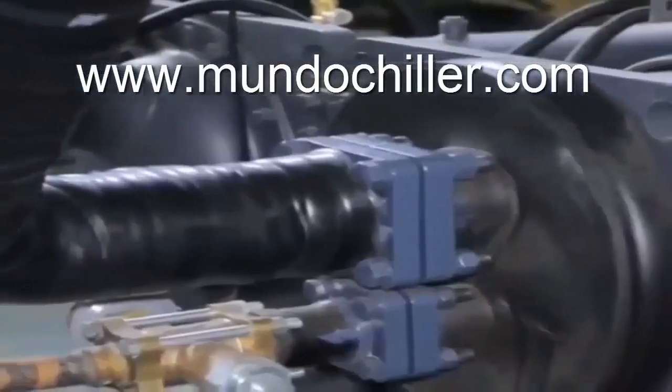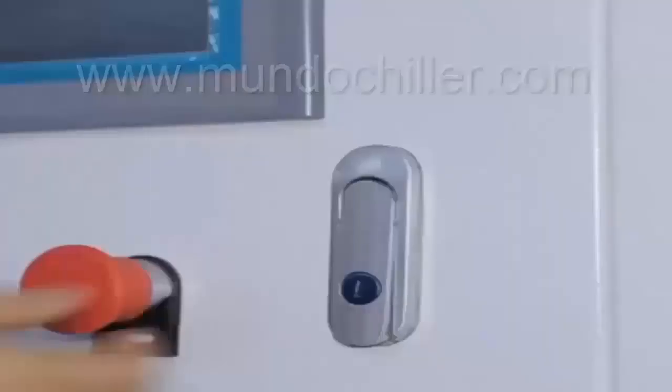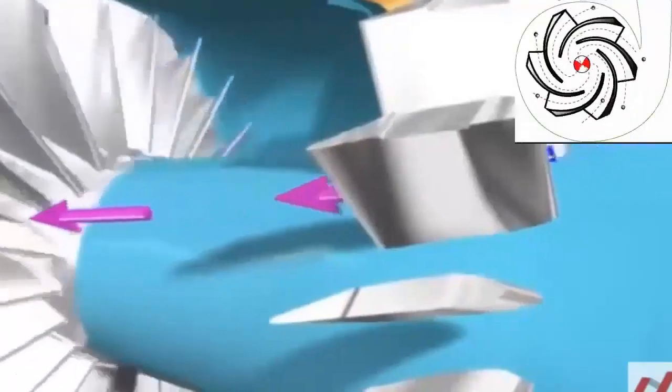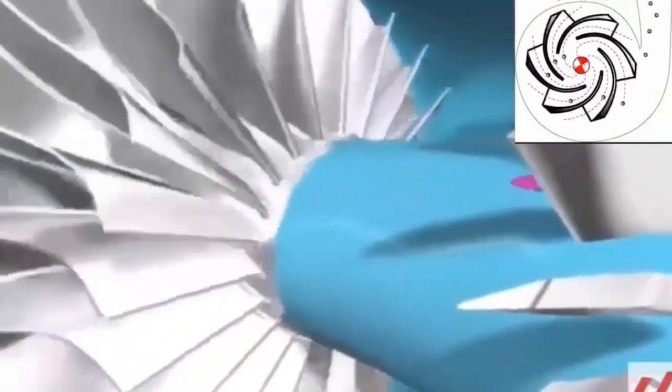Because it will not be the same amount of flow of refrigerant that enters through the diffuser, which is in charge of converting the speed into pressure. Remember that it was said in the previous class that the chiller's operating principle is to accelerate the refrigerant and after that convert the speed into pressure through a diffuser.